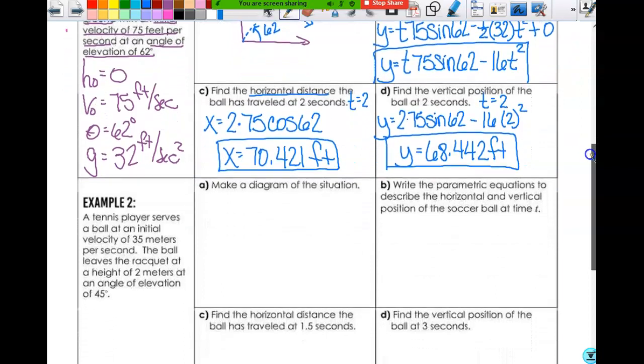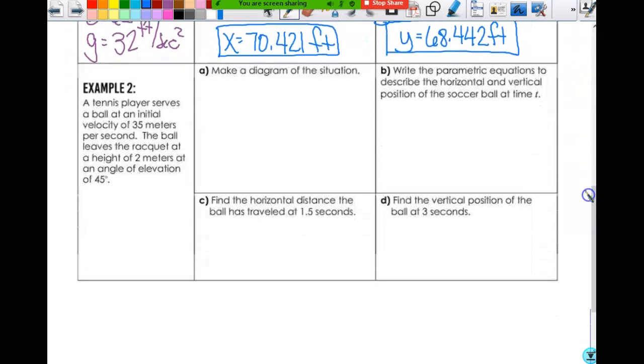Okie dokie. So then I want you to read this, and I want you to come up with the initial height, the initial velocity, theta, and g. So read through that, come up with those pieces. Not necessarily in that order.